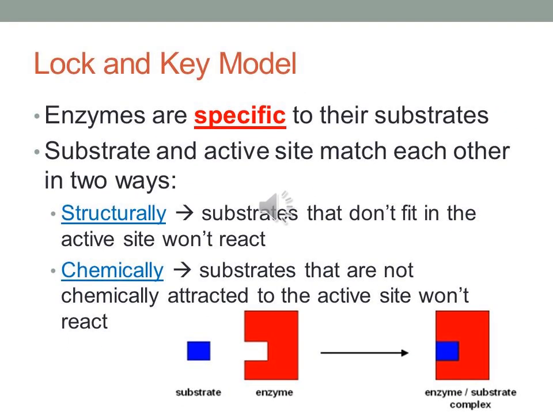There are two theories that explain the action of an enzyme. The first one is the lock and key model. In this one, the active site must match the specific substrate structurally and chemically. Active site and substrate must fit each other and complement each other to form the enzyme-substrate complex. Without a combination structurally and chemically, there is no binding between the substrate and the active site.